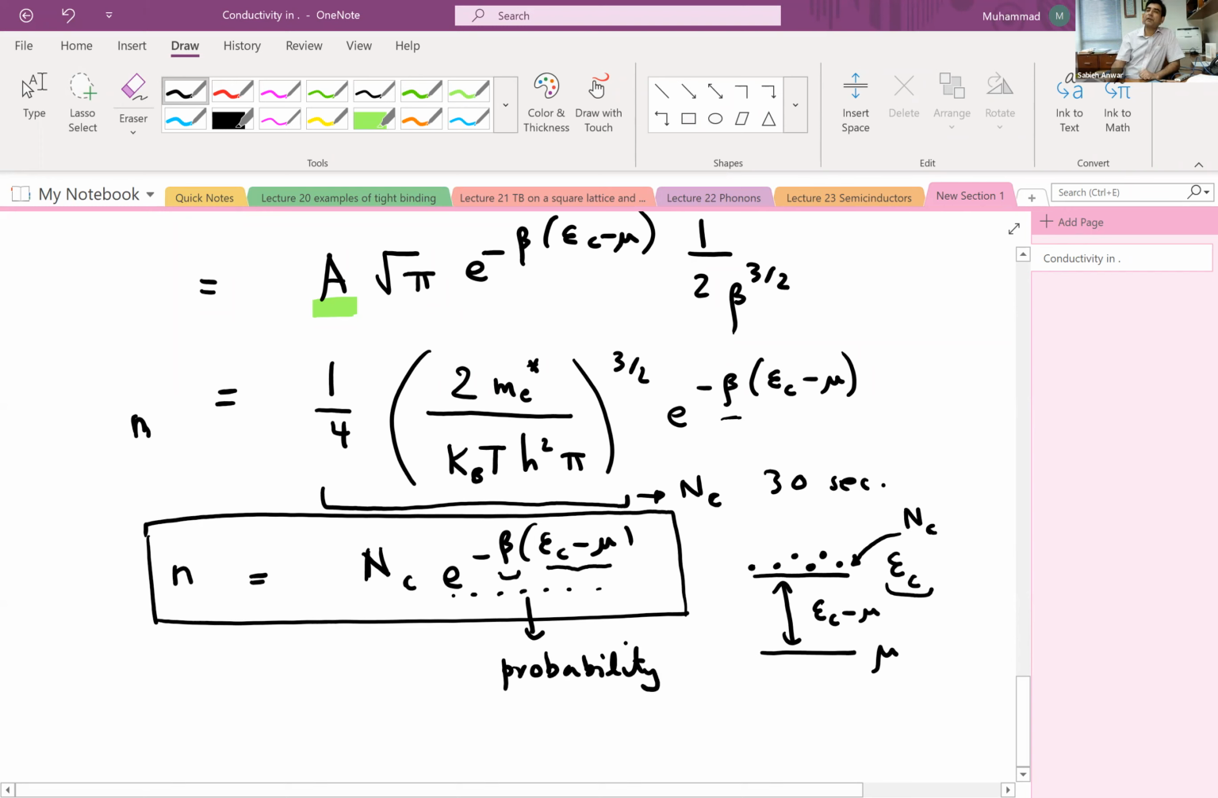And the probability factor has an exponent which is given by the difference of the edge of the conduction band from the chemical potential. The higher this difference, because of the negative sign, the smaller will be n. All right, so this is how we interpret this relationship over here. Any questions about this?